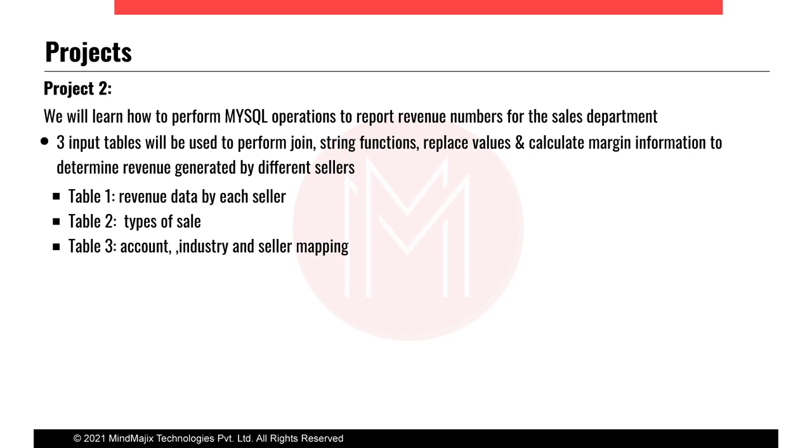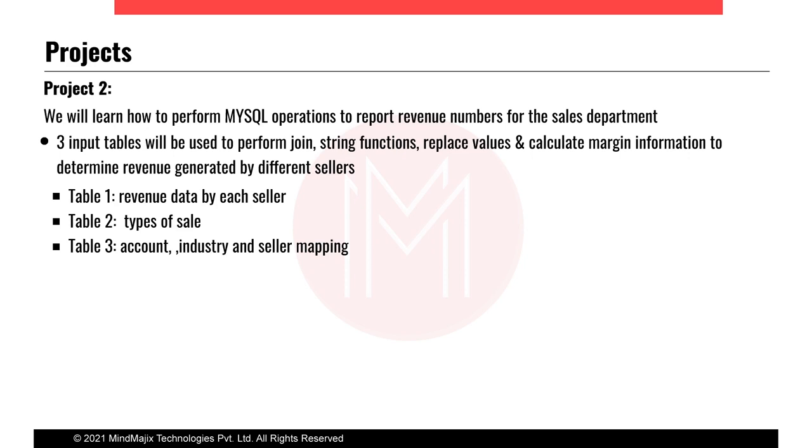Again, we'll have different input data connections. Here we are trying to understand the revenue for the organization, and we will show the revenue by account, by industry and by seller. We have different tables where we have stored this revenue information. One table will have revenue for each seller, and another table will show what we sold, the type of sale. The third data set will have whom we sold it to: who was the account, and which industry do they fall into?